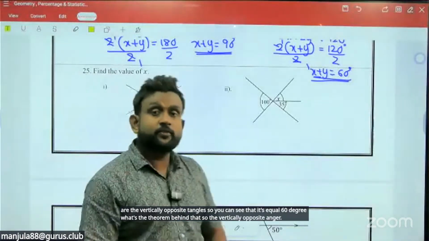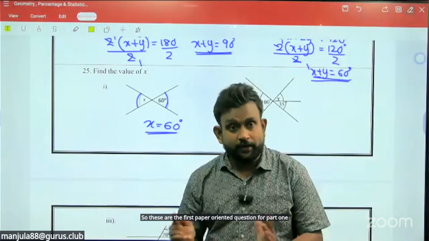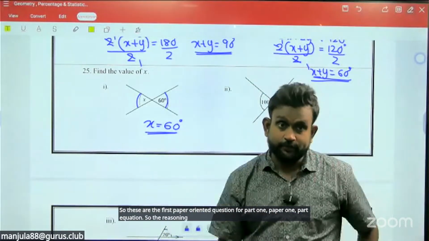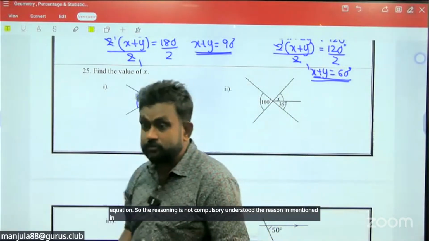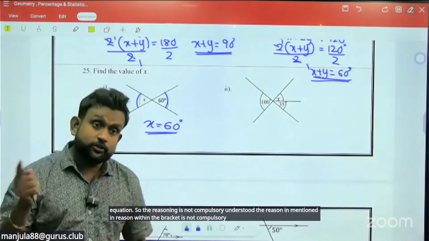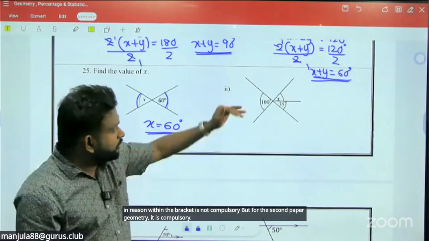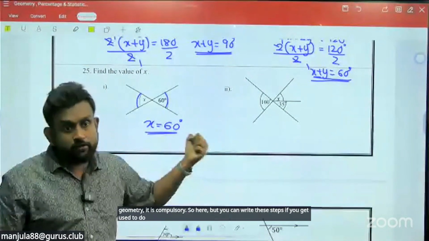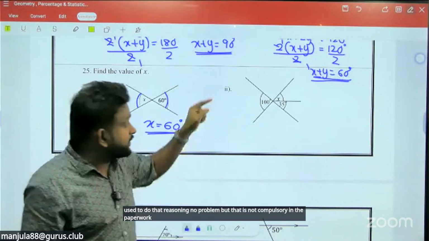These are the first paper-oriented questions, for paper 1, part A questions. So the reasoning is not compulsory. Understood? Mentioning the reasoning within the bracket is not compulsory. But for the second paper, geometry, it is compulsory. Here you can write these steps if you get used to doing that reasoning, no problem. But that is not compulsory in paper one. Okay, right now check here.